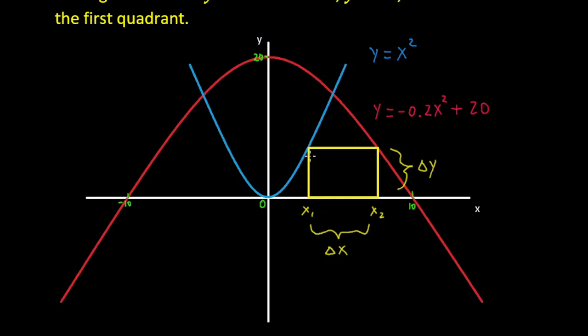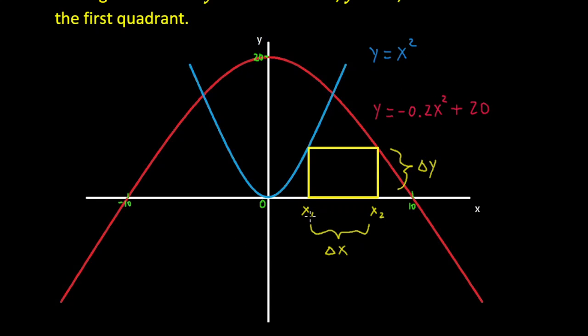So this x1 is basically the x value in the blue curve here, right? So y equals x squared. And this x value here is basically the x value in the red curve here. So we can rewrite these two equations, two functions. Then you can see what I'm saying.